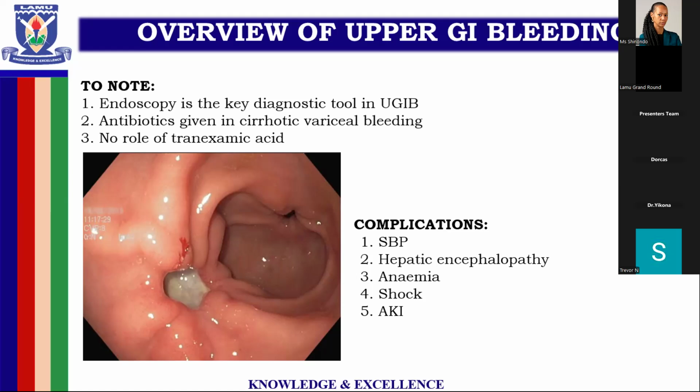So this is a visual representation of how gastric ulcers look on endoscopy. So moving on, lastly, to the complications of upper gastrointestinal bleeding. One, we've got spontaneous bacterial peritonitis. We've got hepatic encephalopathy, which mainly comes as a result of liver cirrhosis. We've got anemia, we've got shock, and we've got AKI, which may come as a result of hypoperfusion of the kidneys. So this brings me to the end of our presentation on a case of upper gastrointestinal bleeding in Mr. GM. Thank you.